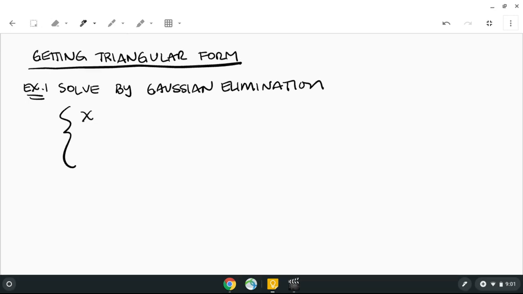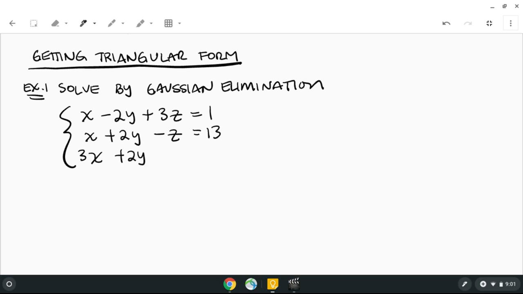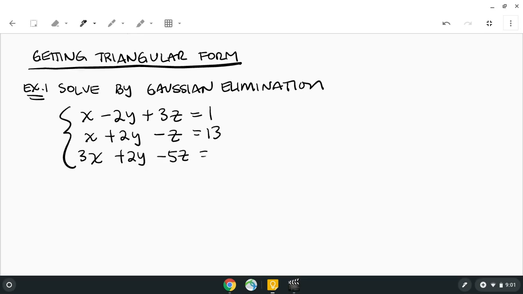Suppose this is your system. x minus 2y plus 3z equals 1. x plus 2y minus z equals 13. 3x plus 2y minus 5z equals 3. I always like to check to see if any of the equations have a common factor so that I can make the numbers smaller, but none of these do.